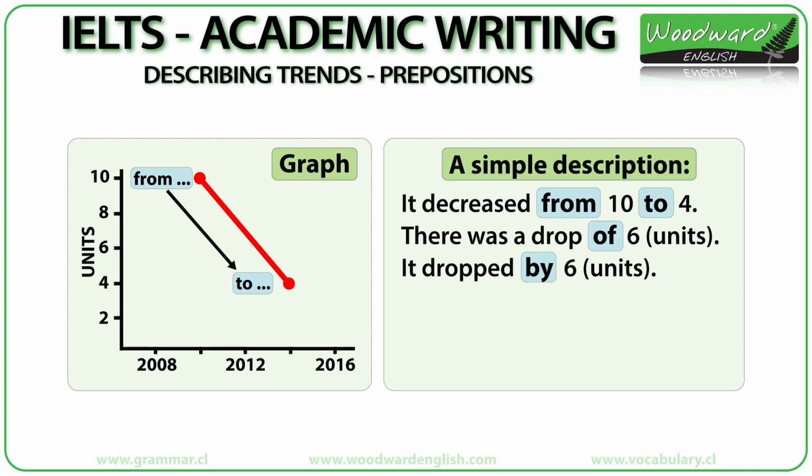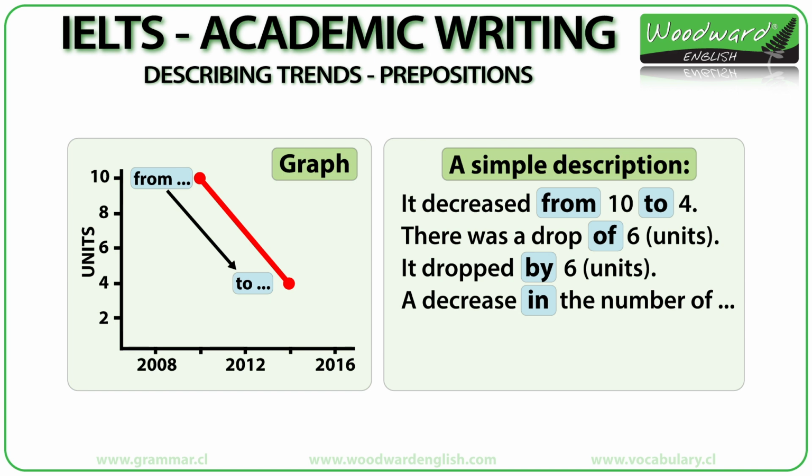Notice how we use of after the noun form of drop and by after the verb form of drop when showing the change or difference between two numbers. There was a drop of 6 units, it dropped by 6 units. But if we do not include a specific number, we use the preposition in after the noun. There was a decrease in the number of X, or there was a drop in the number of X.